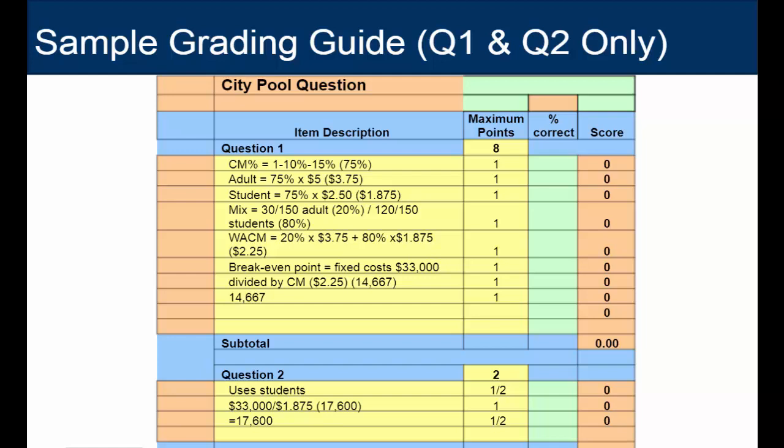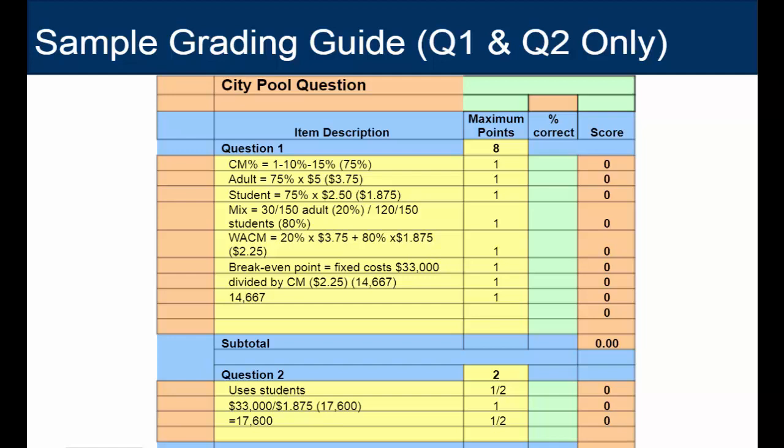So as we look at the sample grading guide, under question number 1, points will be received for calculating the contribution margin percentage, calculating the contribution margin in dollars for the adult admission as well as the student admission, determining the correct weighting of the admissions, determining the weighted average contribution margin in total, showing that fixed costs need to be covered to break even, and then dividing the fixed cost by the weighted average contribution margin. And then lastly, for question number 1, showing the correct answer of 14,667 admissions will earn you a point as well.